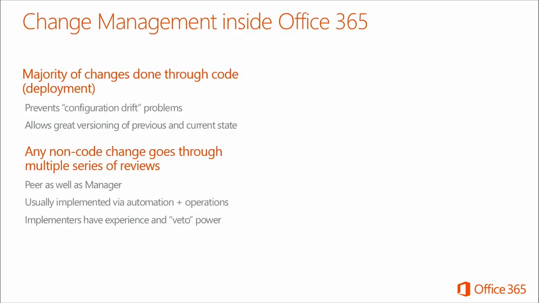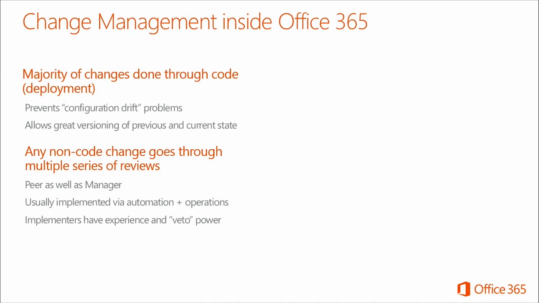Sometimes there do need to be non-code changes, right? And so those sorts of changes, those sort of, system is down, we need to fix something straight away. Those things need to go through multiple series of reviews. This is still a very strongly protected system. And so there's peer reviews, there's manager reviews, and generally they're implemented via automation, a PowerShell script or something like that, so that we can track that code, so we can roll that code out as well as that.